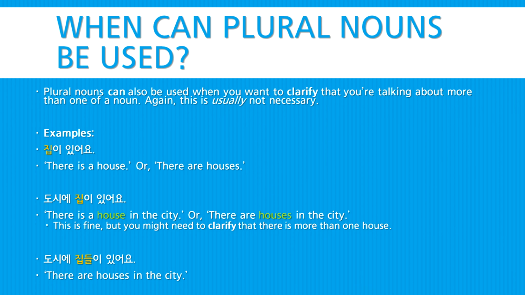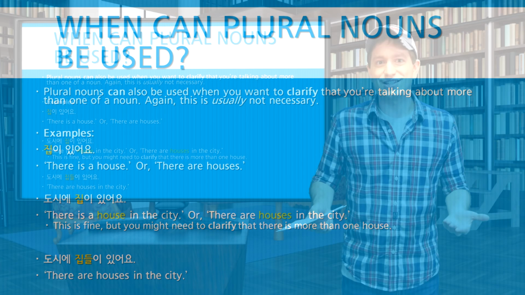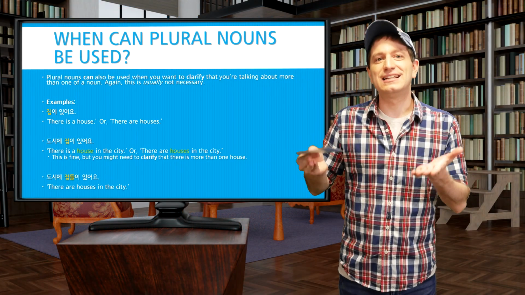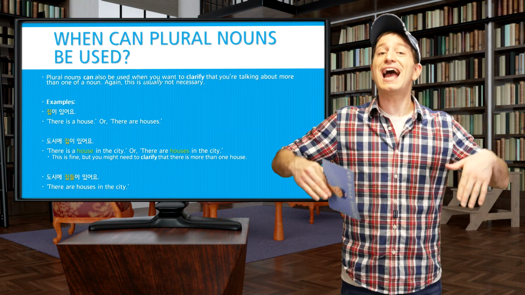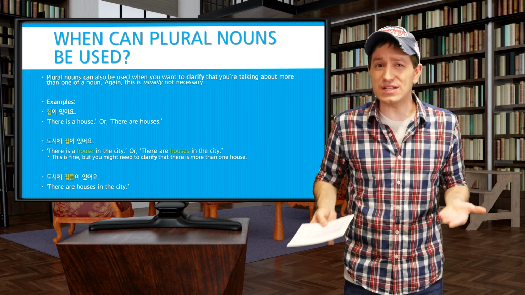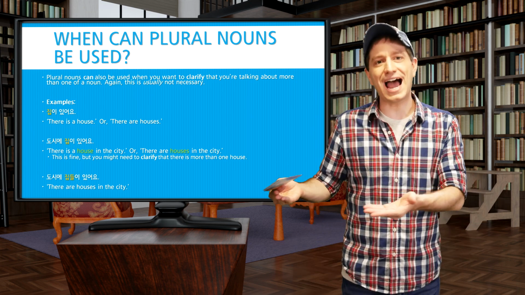Now, this is fine, but what if you wanted to clarify that there's more than one house? You wanted it to be completely clear that you're not saying there is a house, but that there are many houses. There are houses in the city. Well, yes, you can do that. 도시에 집들이 있어요. There are houses in the city, and now it's clear that you mean plural houses.